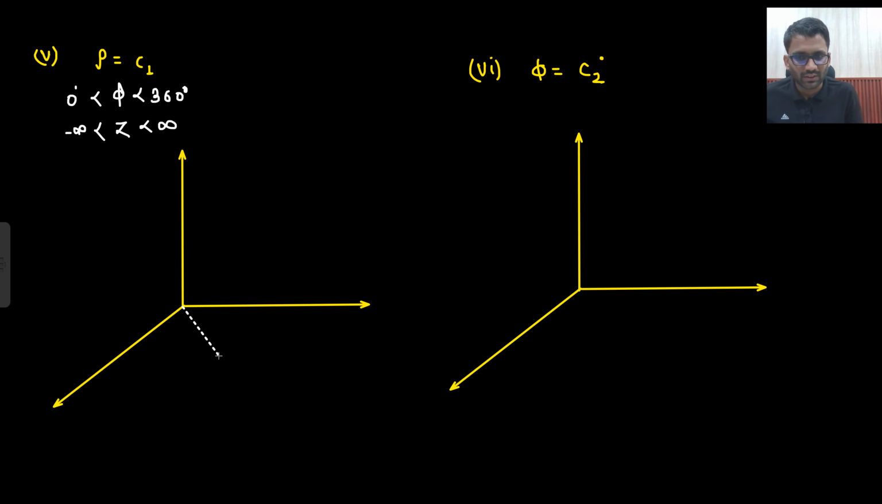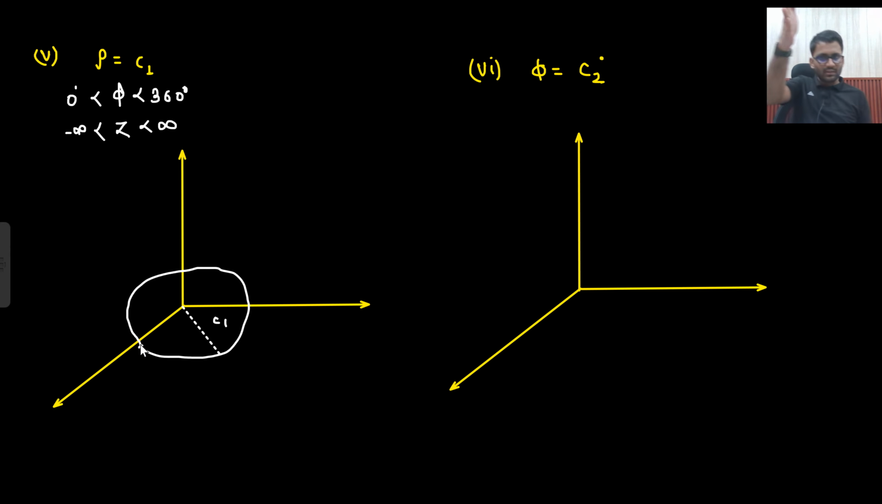So this distance is fixed. For now, let's assume Z is 0. Z can take any value, so I am assuming Z is 0. Now phi can take 0 to 360 degree. That means it will make a circle here.